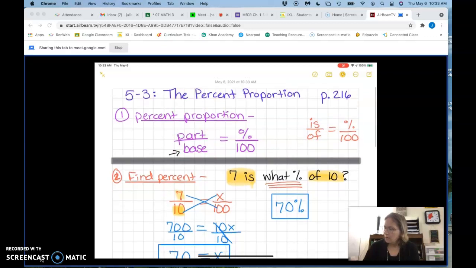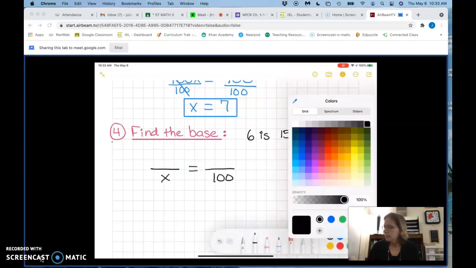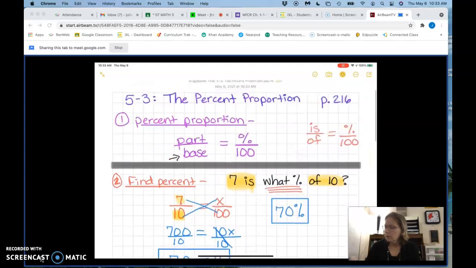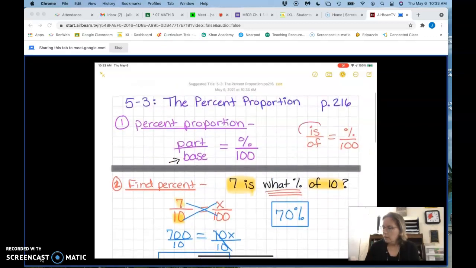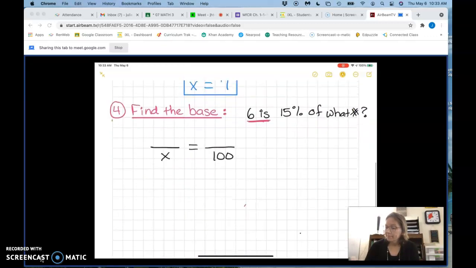What did you do? So I'm going to put my x down there. And it says 6 is... So 6 is next to is. Where does the is go? The is goes right next to the other word. It goes on top of our first fraction. Yeah. And then the percent goes on top of the 100. What percent is it?